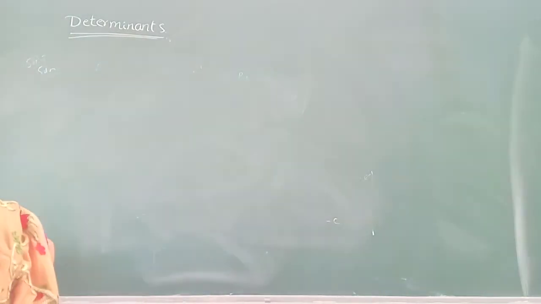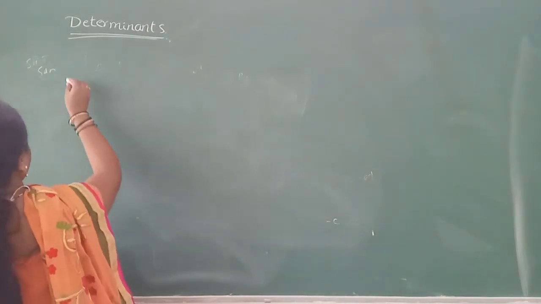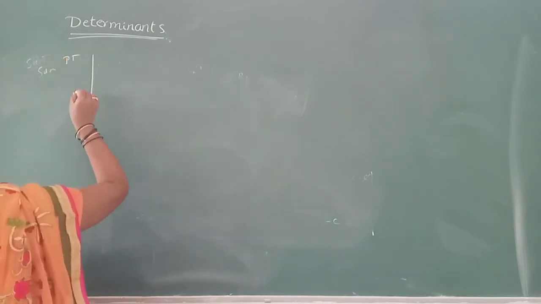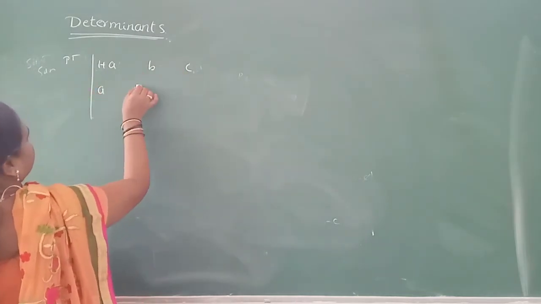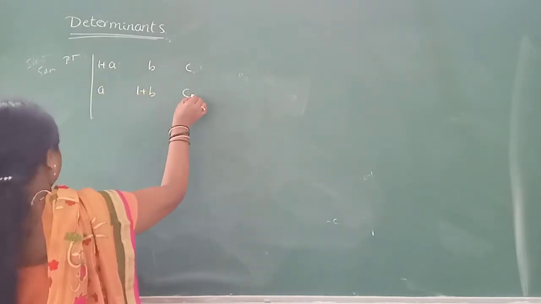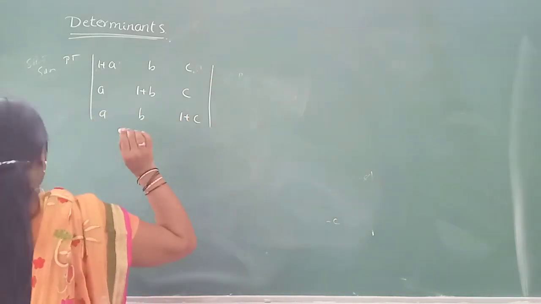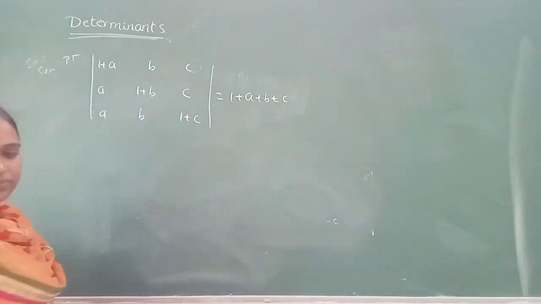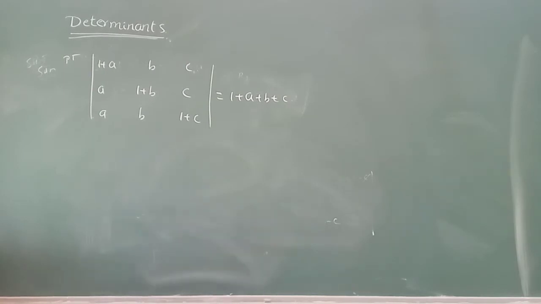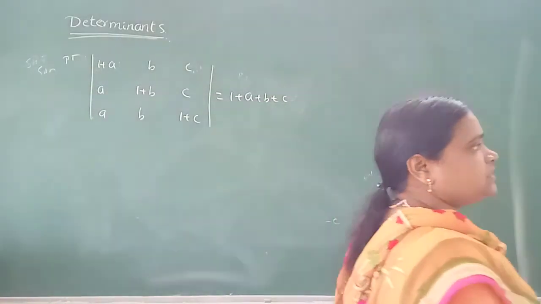Next example. Prove that the determinant with first row 1 plus a, b, c; second row a, 1 plus b, c; third row a, b, 1 plus c is equal to 1 plus a plus b plus c. This is the given example.